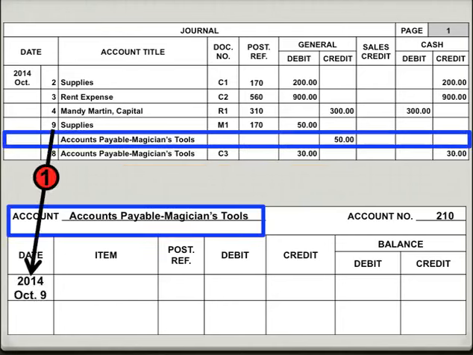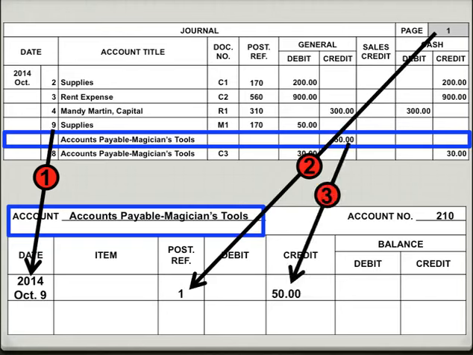First, we write the date. Then we write the journal page number. Then we write the amount. This was a $50 credit. Then we balance the ledger. Because this is the first posting, the balance will be the same as the entry. Finally, we write the account number in the journal. This is always the very last step.